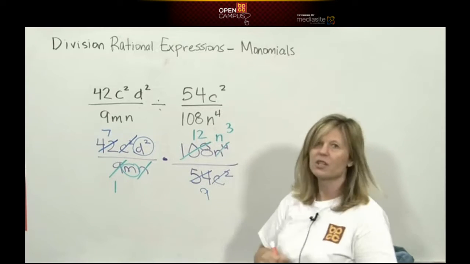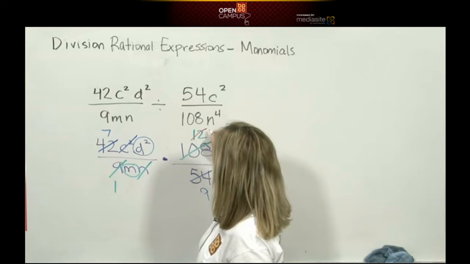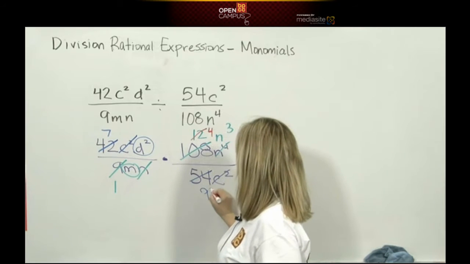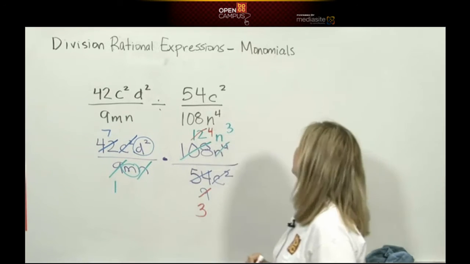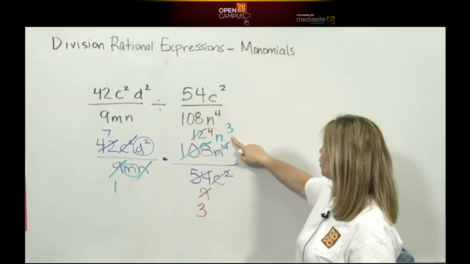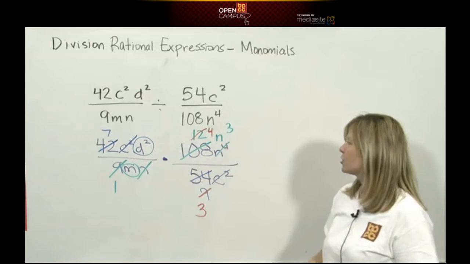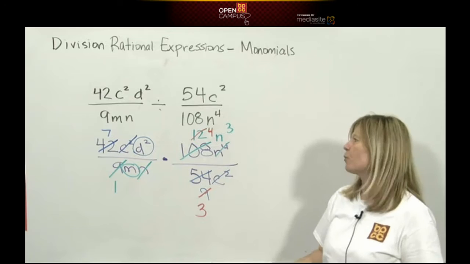12 and 9 are divisible by 3. So if I divide 12 by 3, I get 4. If I divide 9 by 3, I get 3. I have an n cubed. There are no more n's. So that's how I know I'm through the division process.